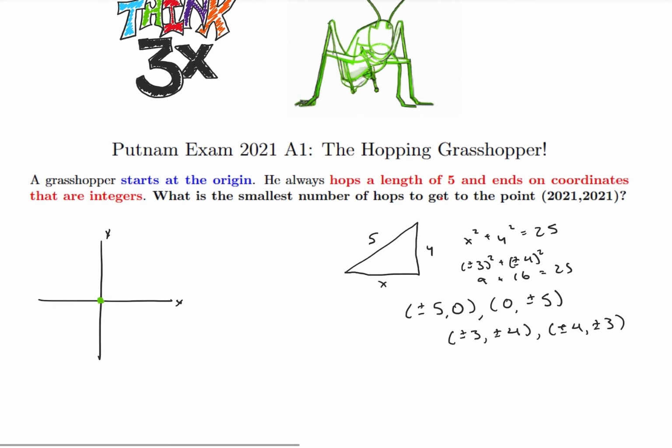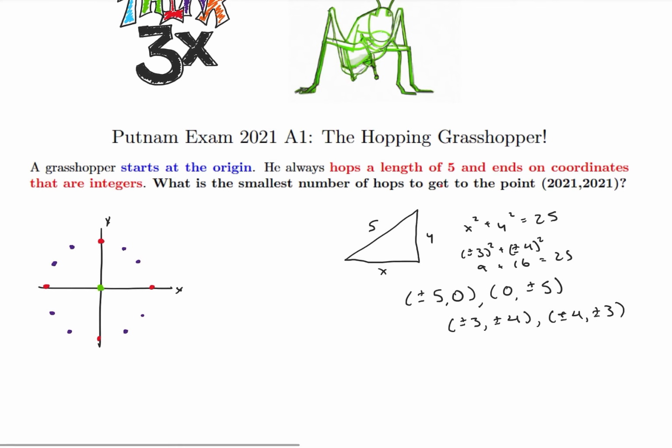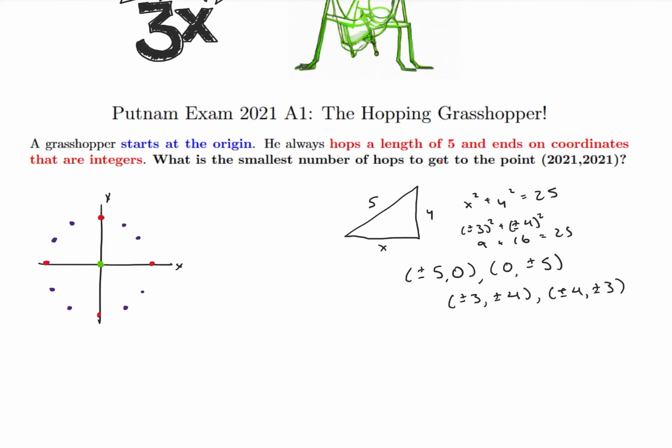Okay, so what does that look like? If I draw those out, I could move up, right, down, left, or I could move 3, 4, 4, 3, or the negative in this fourth quadrant, or I can move to the third quadrant, or I can move to the second quadrant. So all of these are a distance of 5, and they all end at a point that has integer coordinates.